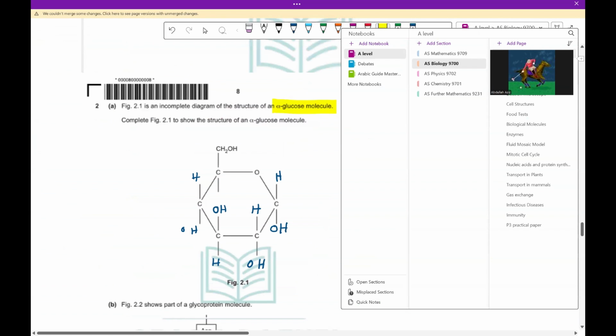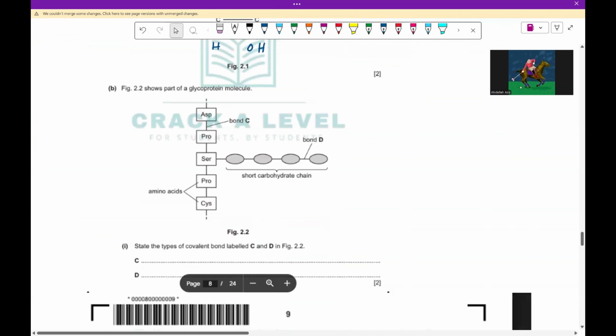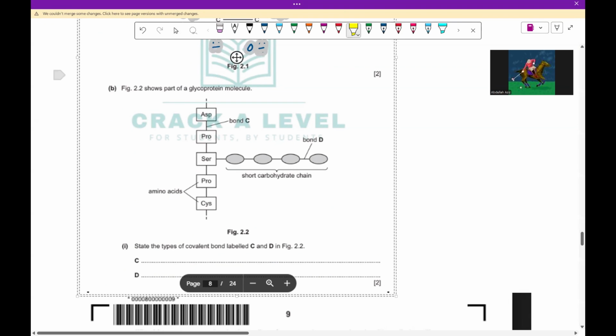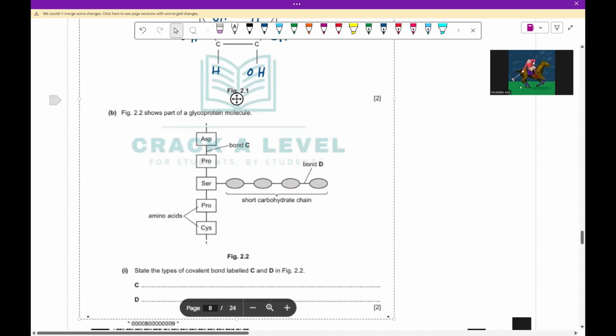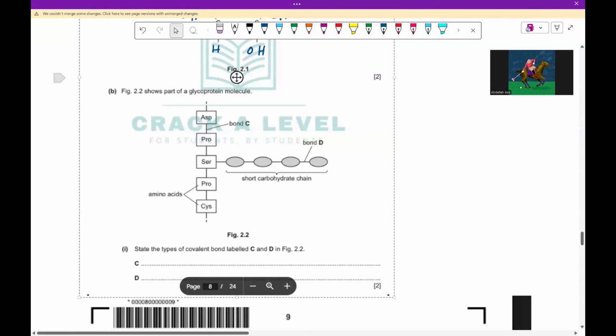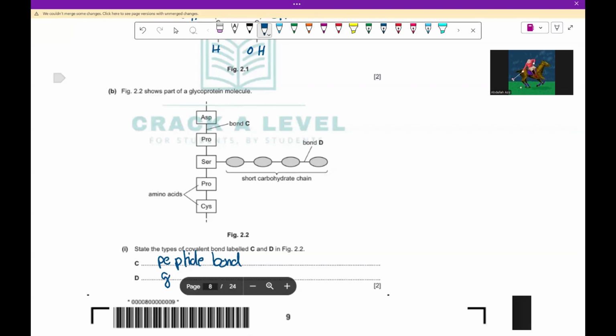Figure 2.2 shows part of a glycoprotein molecule. State the types of covalent bond labelled C and D. So it's a glycoprotein, right? A glycoprotein is basically a protein which has a carbohydrate chain attached to it. So in proteins, we know that the bond between two amino acids is the peptide bond, which is C, and D is a glycosidic bond.